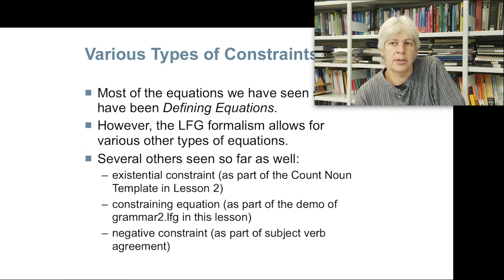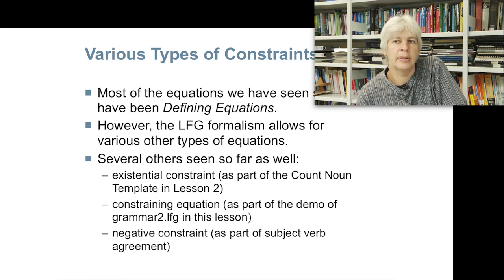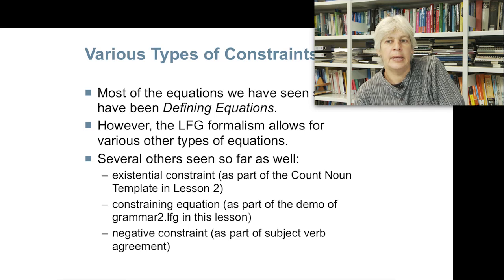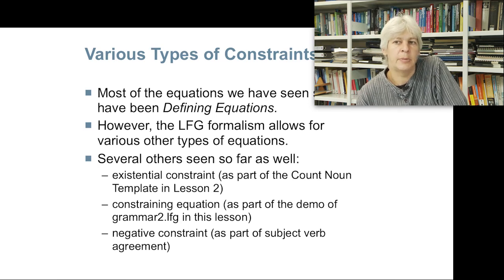The existential constraint, and I'll give you examples of these again in the next few slides. We saw that as part of the count noun template in lesson 2. Constraining equation, that was the participle needs to be a past participle. We saw that as part of the passive lexical rule. And negative constraint, and we've seen that actually as part of subject-verb agreement, but I'll show you some more slides on that.